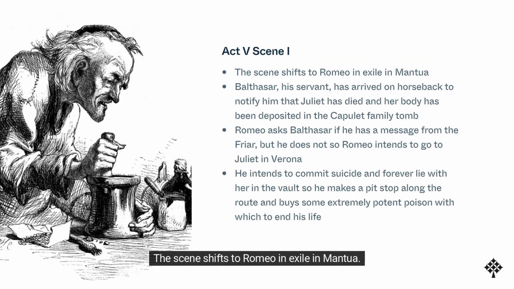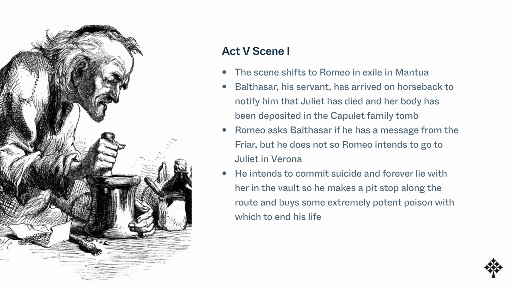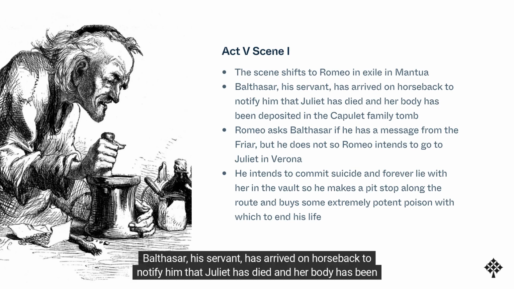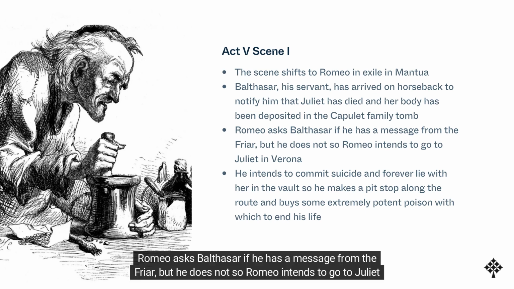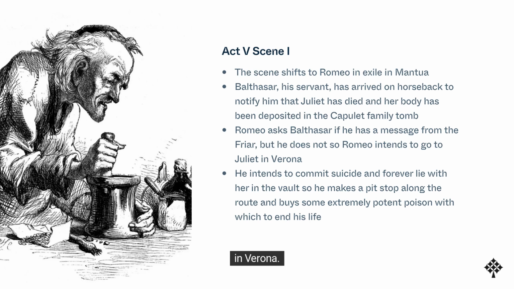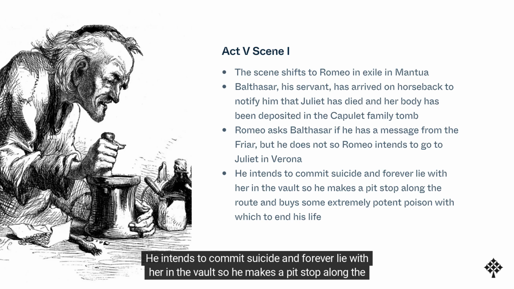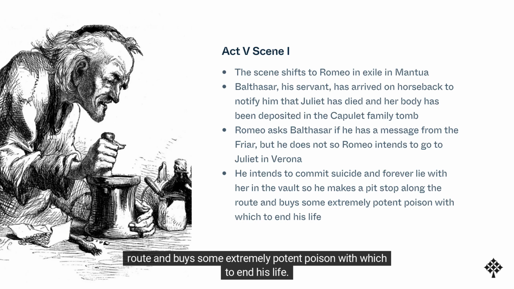The scene shifts to Romeo in exile in Mantua. Balthasar, his servant, has arrived on horseback to notify him that Juliet has died and her body has been deposited in the Capulet family tomb. Romeo asks Balthasar if he has a message from the friar, but he does not, so Romeo intends to go to Juliet in Verona. He intends to commit suicide and forever lie with her in the vault, so he makes a pit stop along the route and buys some extremely potent poison with which to end his life.